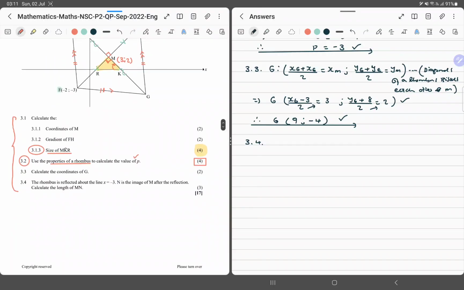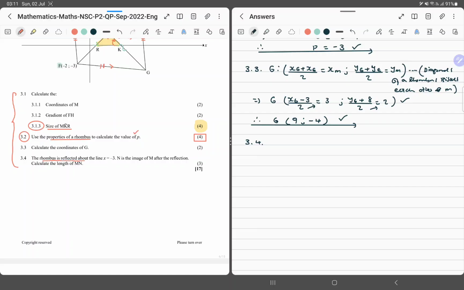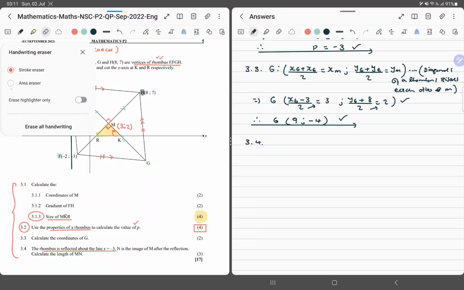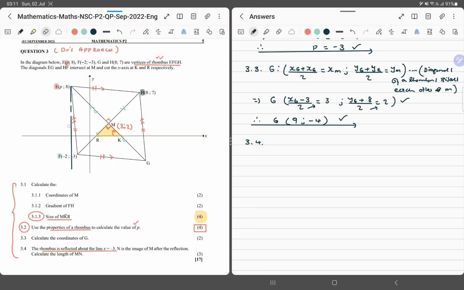3.4. Okay, let's quickly finish up here. Now we're told here the rhombus is reflected about the line x is equal to minus 3. So where's that line? This is this line right here. Sometimes when you're drawing a line that does not exist, you want to break it apart into parts. Because we know here we have minus 3. That is our pivot point. So if we're reflecting this rhombus about this line, that means we're doing a horizontal reflection. We're going to flip this rhombus to the other side.